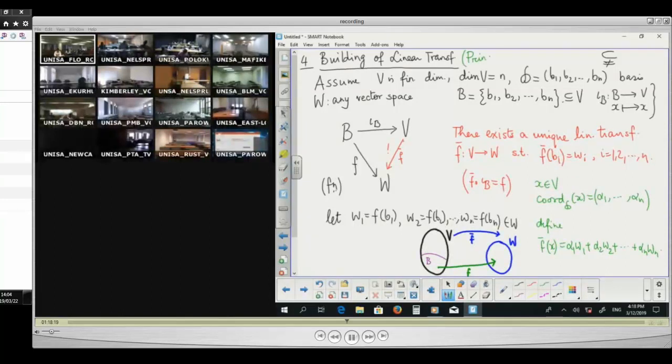The crux of the matter lies in the fact that B is a basis. If B is not a basis, you may have a function which extends, or you may not have a function which extends. It depends on the choice of your input. Alright? Okay.